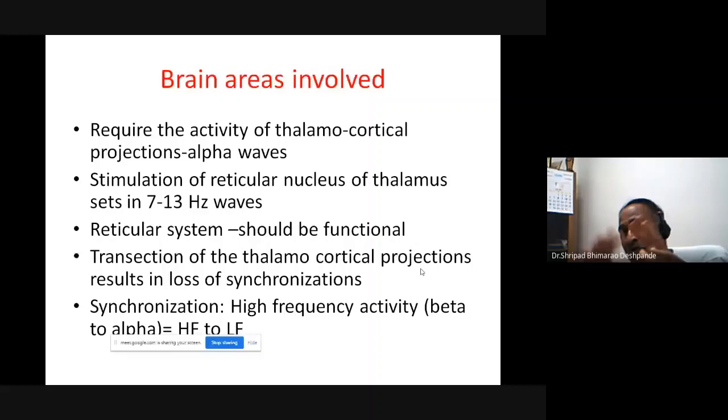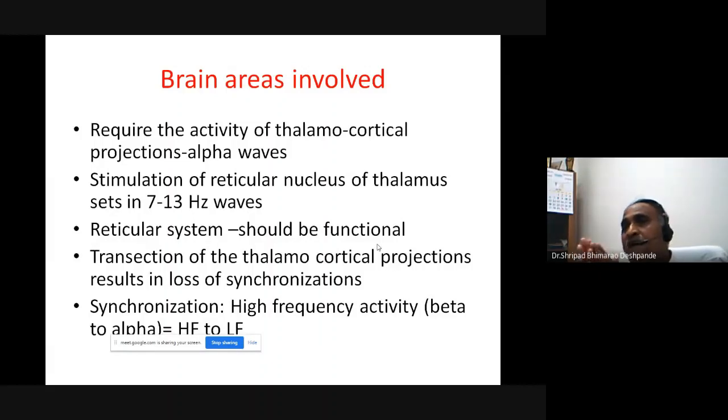So we have seen that these areas are mainly coming from the thalamocortical projections. Suppose the brain is disconnected from the thalamus, you will not have those wave patterns. So that means it is the brain areas, especially the thalamus, that is involved.